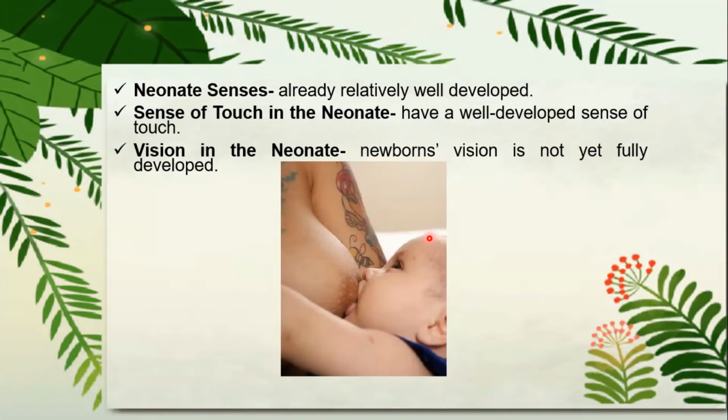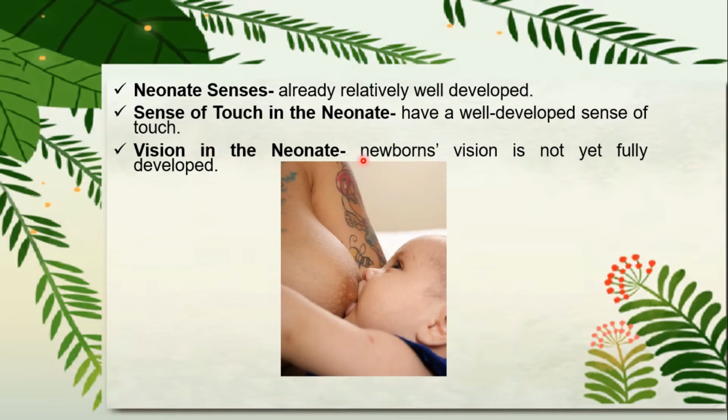So, how about the neonate senses? Some senses in newborns are already relatively well developed. Other senses are still immature and need to develop further after birth. Neonates have a well-developed sense of touch and usually respond positively to soft stroking and cuddling. Gentle rocking back and forth, massages, and warm baths are also positively received by neonates and may calm a crying infant. Newborns can often comfort themselves by sucking their thumb, finger, or pacifier.